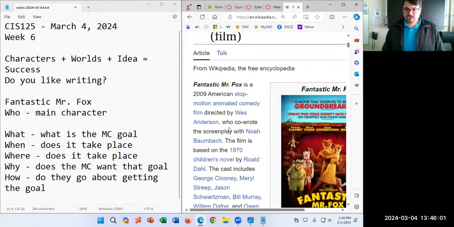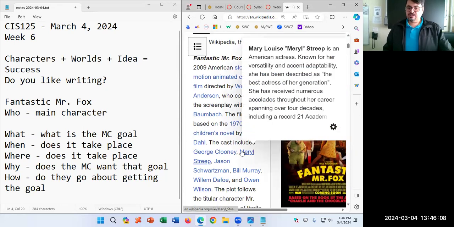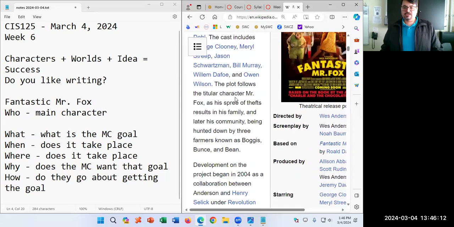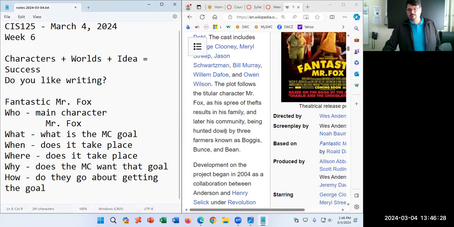It's a 2009 stop motion animated comedy film directed by Wes Anderson, who co-wrote it. The film is based on the 1970 children's novel by Roald Dahl. The cast includes, etc. The plot follows the titular character, Mr. Fox. Okay, so for this particular movie, the main character is Mr. Fox. What is the goal? Let's see. The plot follows this character as his spree of thefts results in his family and later his community being hunted down by three farmers known as Bogus, Bunce, and Bean.